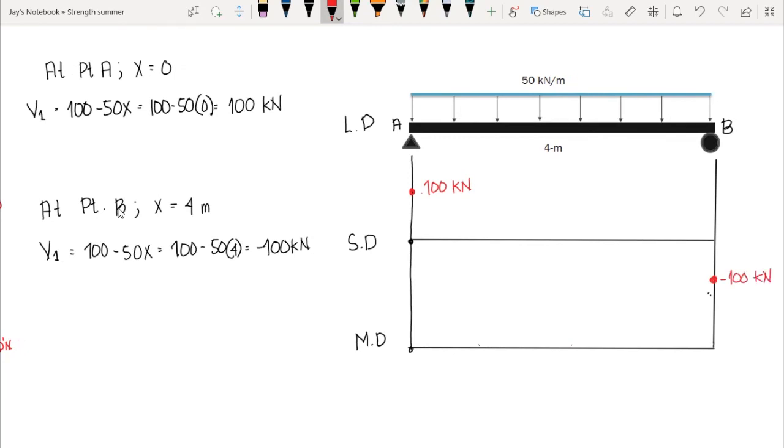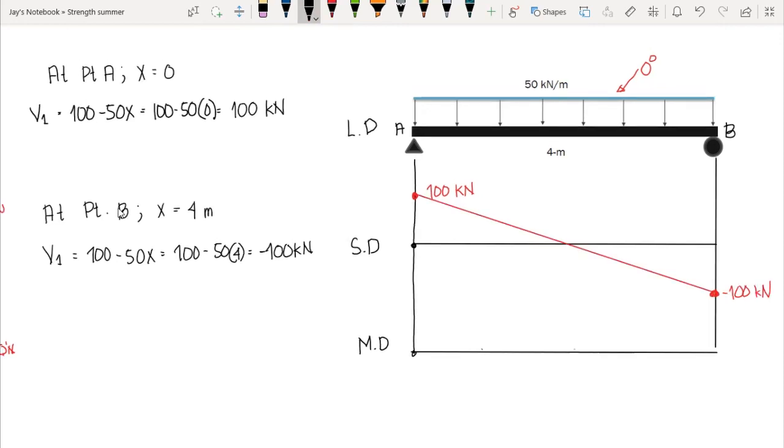Now, how are we going to plot our shear diagram? Again, take note that our load here is of degree 0. So therefore, our shear diagram should be of first degree. A first degree line is just linear, or a line that has a constant slope. So we just need to connect these two points, and this is now our shear diagram.